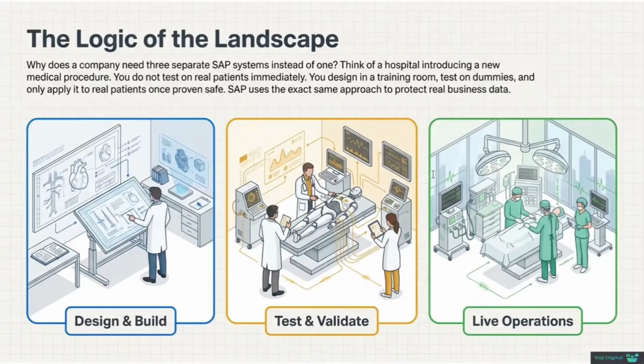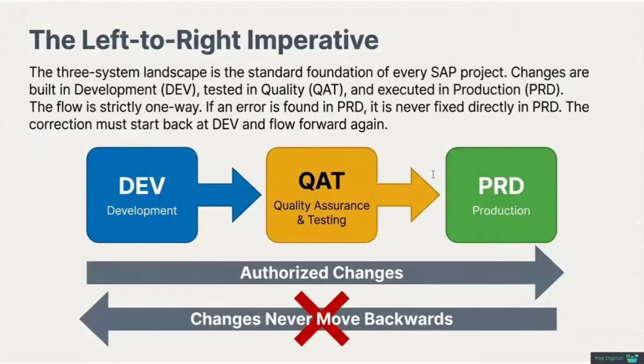So SAP gives you three separate systems, one for building and testing your work, one for proper testing with the real business users, and one where the actual business runs. This three system approach protects the company. It makes sure no untested change ever reaches real users and real business data. The three systems are DEV, QAT, and PRD.